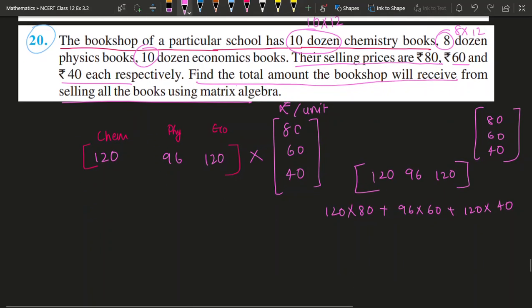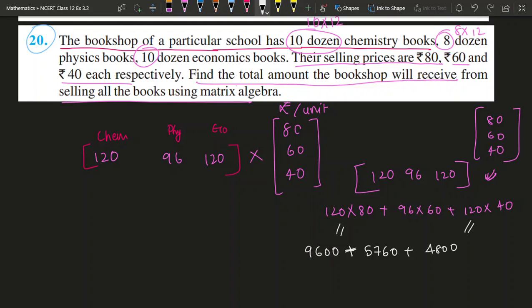And you can solve that, and whatever the answer would be is the answer right there. So in fact, we can do that. So this would be equal to 9600, plus this would be equal to, I don't know, 5760, and this would be equal to 4800. And if you add them all up, you get 0, 6.